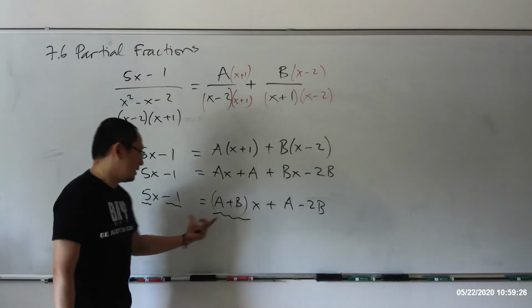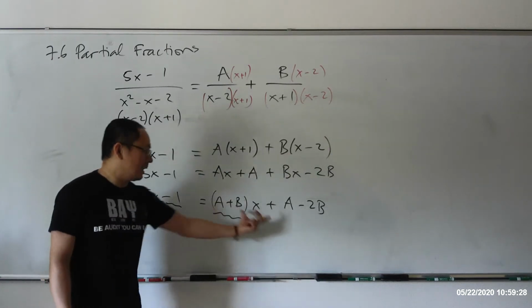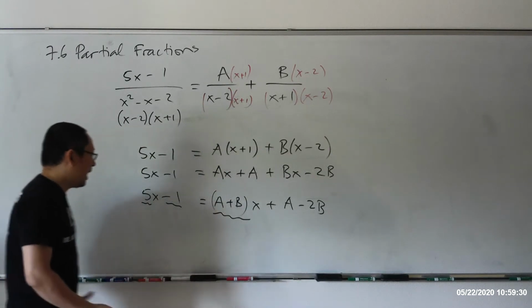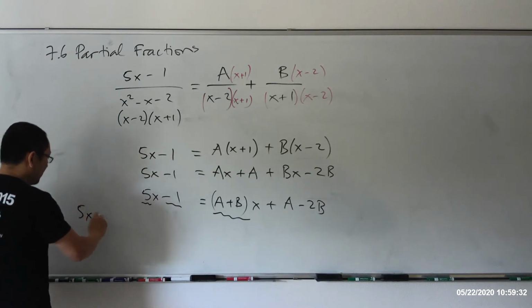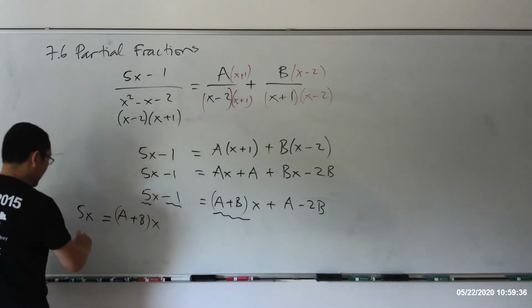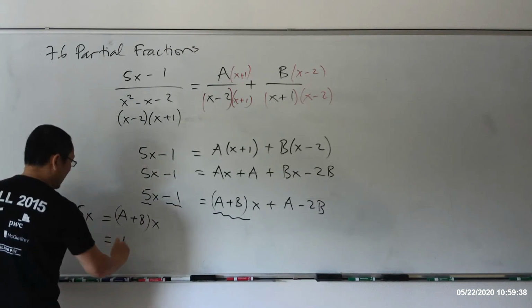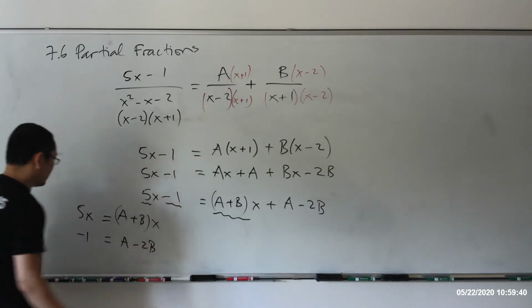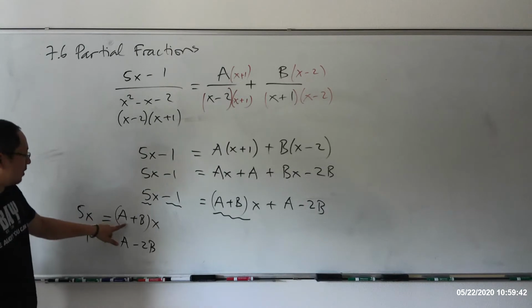And if they're identical, what does that mean? The left-hand side is going to look exactly like the right-hand side. So the 5x is going to match up with A plus B times x, and then negative 1 is going to match up with A minus 2B. And what does that mean? 5 is going to be equal to A plus B.